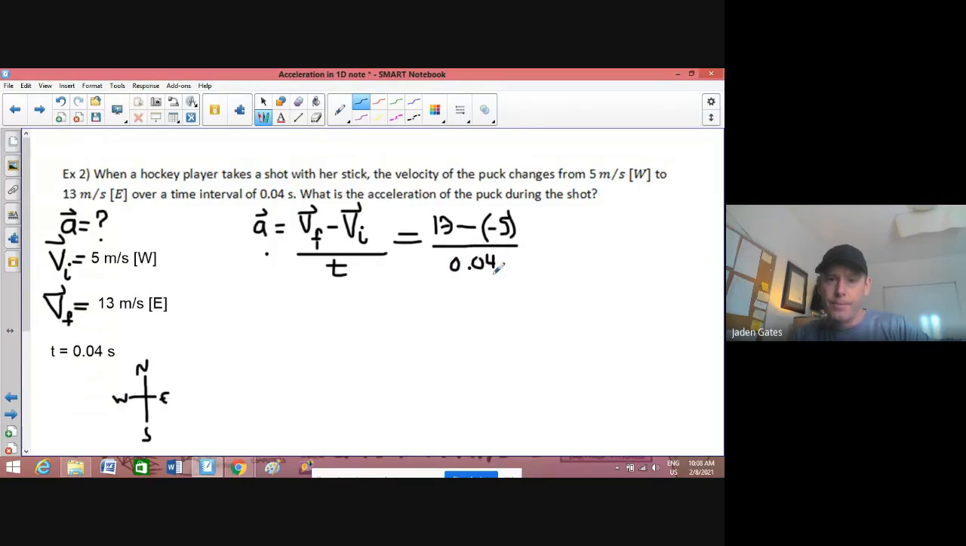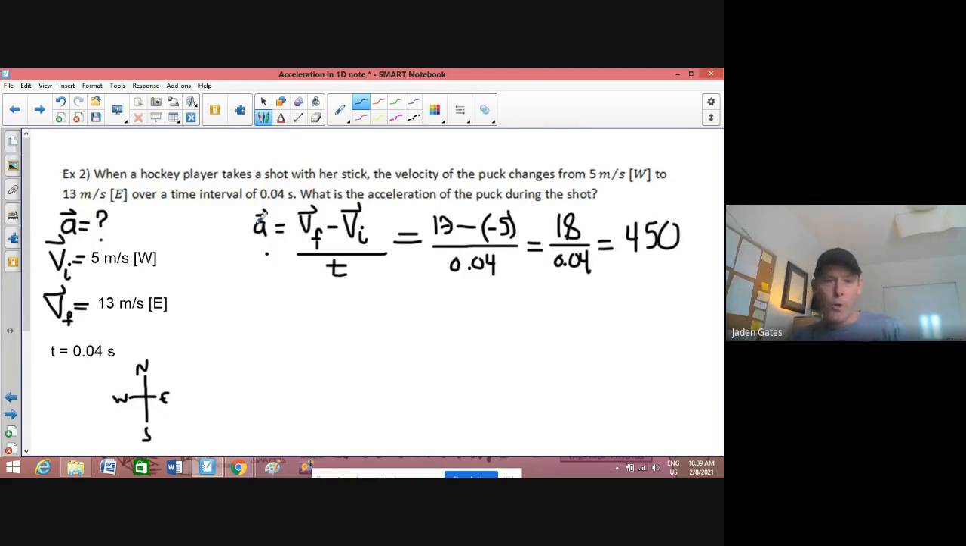0.04. All right. Now, when you have two negative signs come together, so grade 9 math, which I've taught a bunch, I'm going to have two negative signs come together, give me a plus sign. So I'm going to have 13 plus 5, which would be 18, divided by my 0.04. And I get a numerical value of, let me see here. Oh, it's not going to be a decimal. It's actually 450. But I'm not done here yet, right?